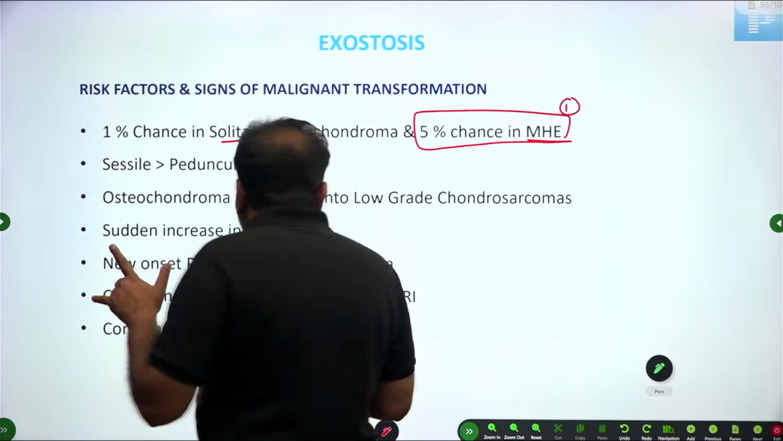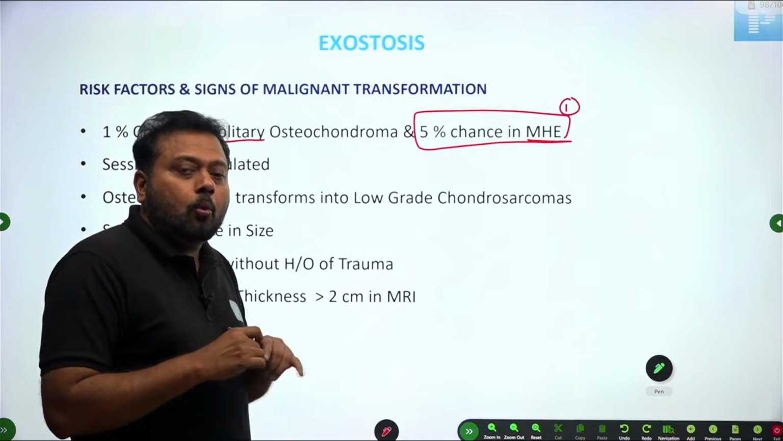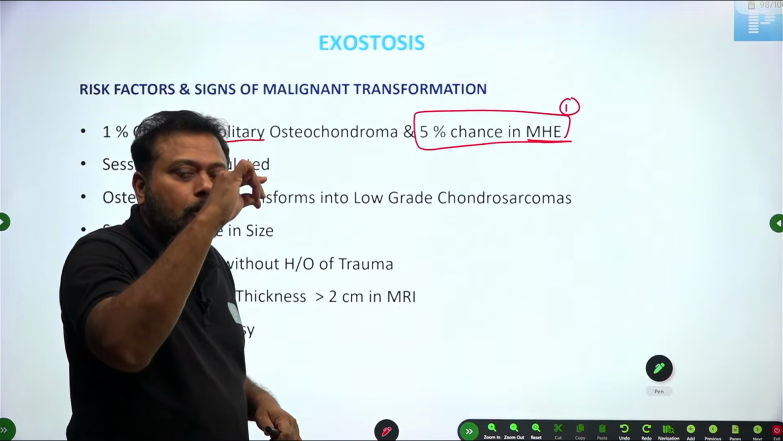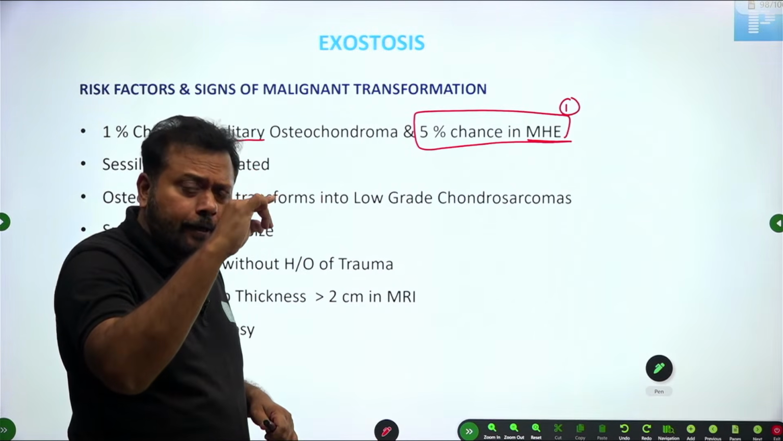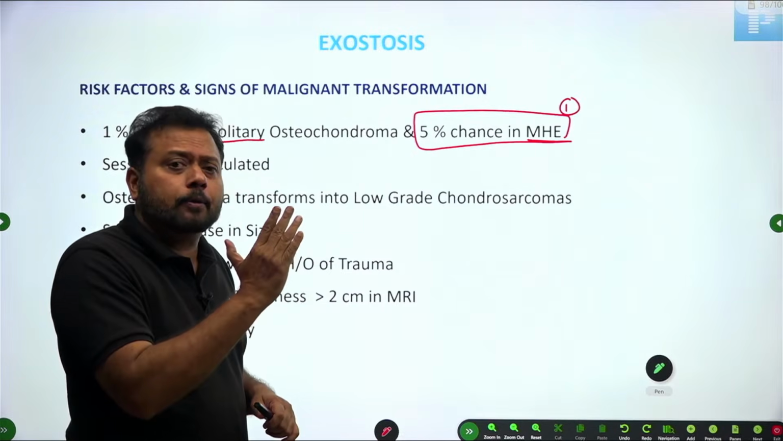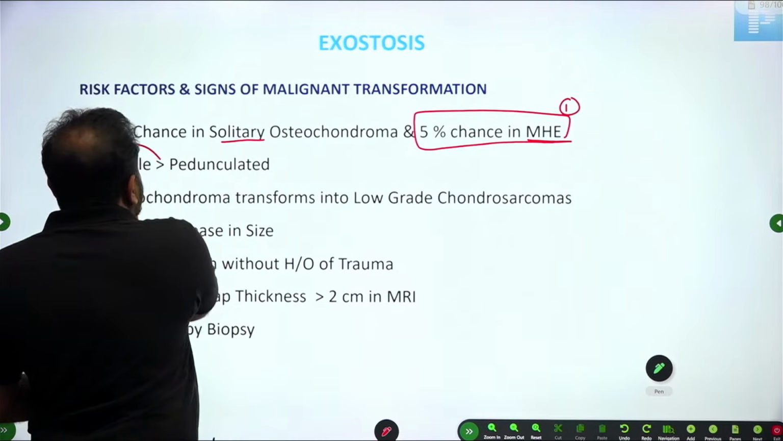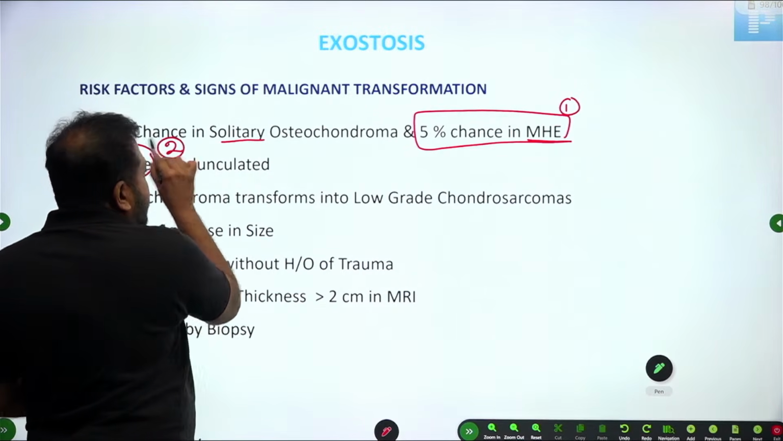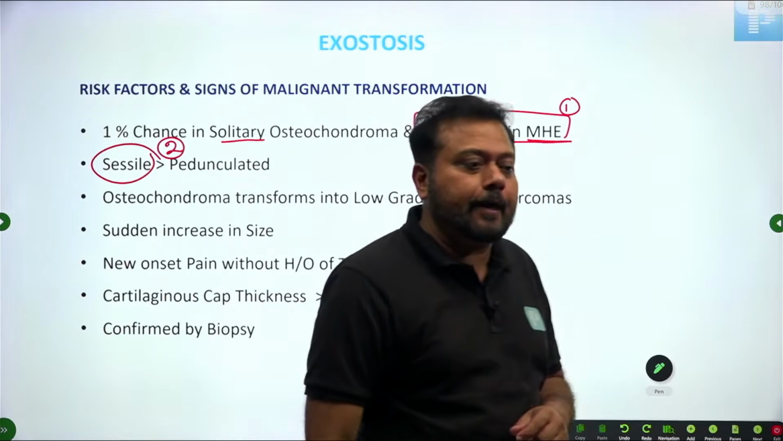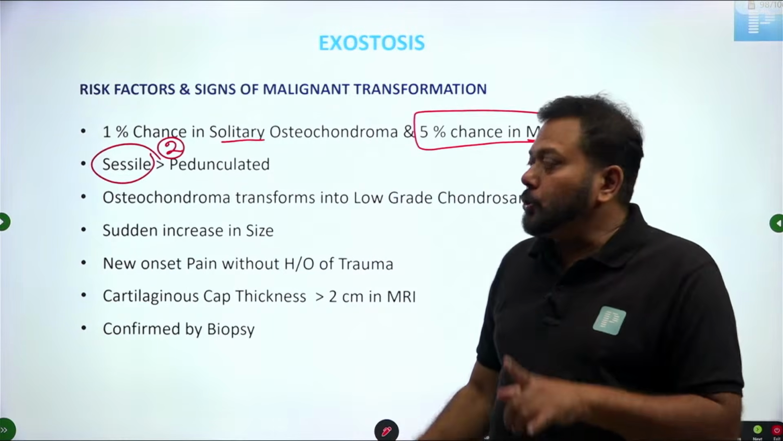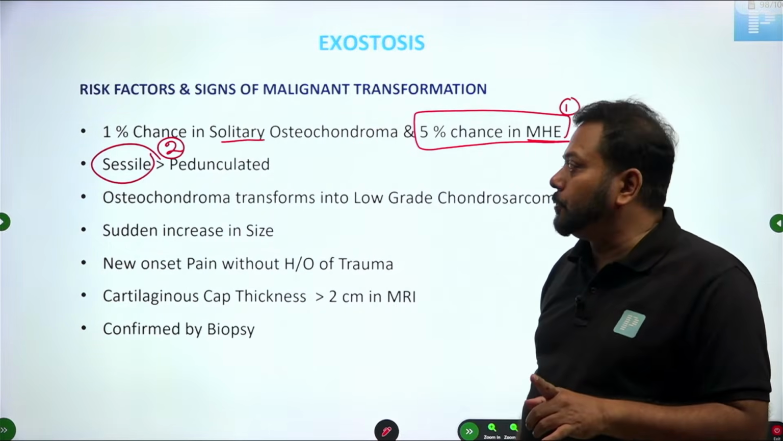Number 2, there are 2 types of exostosis. One is with a pedicle, that is called pedunculated. Another is directly attached to bone, that is called sessile. Sessile is the next important. Sessile has more chance of malignant transformation than pedunculated. So sessile is the second important predisposing factor.